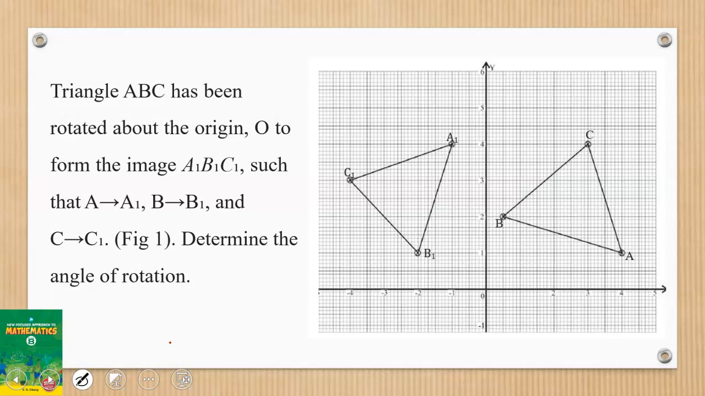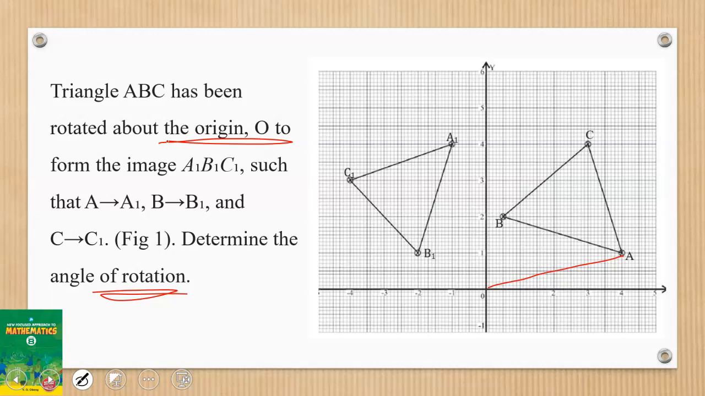Okay, now look at this question. It says a triangle ABC has been rotated about the origin O to form the image A1, B1, and C1, such that A maps to A1, B maps to B1, C maps to C1. Determine the angle of rotation. So what you do is that every time you are given two diagrams and they've already done the transformation for you, they want to know what kind of transformation has taken place. Since they are talking about rotation, and we need to know the angle of rotation, we will draw a straight line from the original point to the center, the origin O.